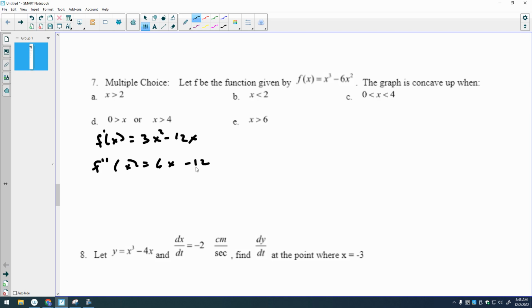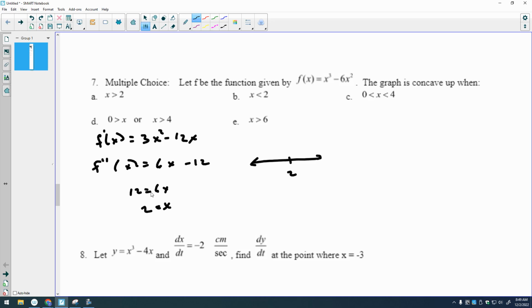minus 12. Solving that thing, set it equal to 0, I get 12 equals 6x. X must equal 2. So concave up, I want to know where it's positive. So you don't have to number line it, but I'm going to check numbers to the left, like 0. Where do I plug in the 0? First derivative, second derivative, or original function?